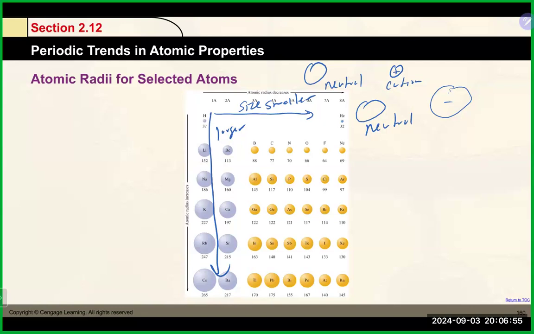One last trend that we want to add to our list is electronegativity.